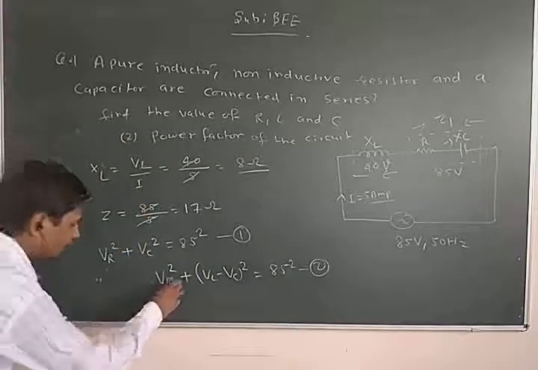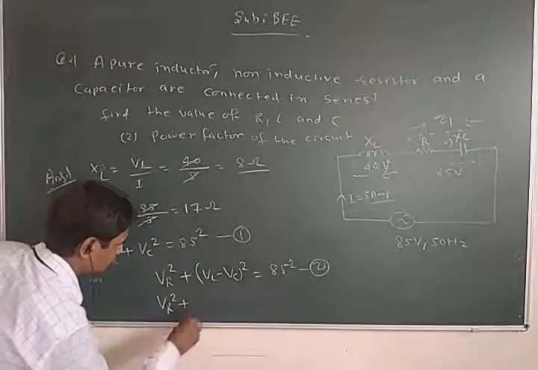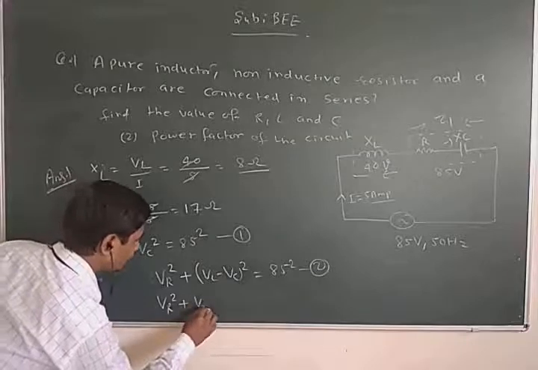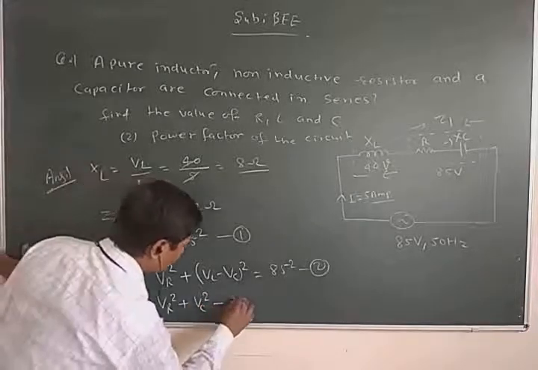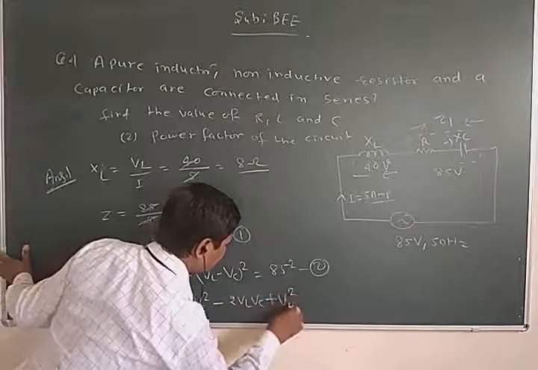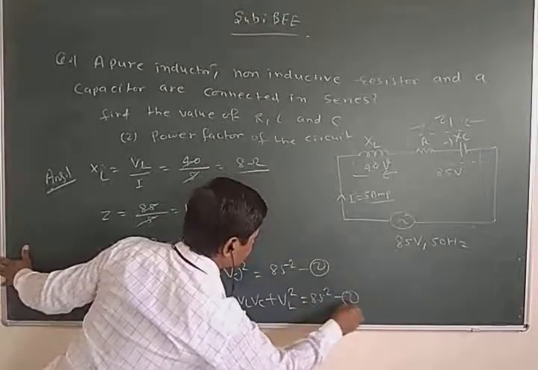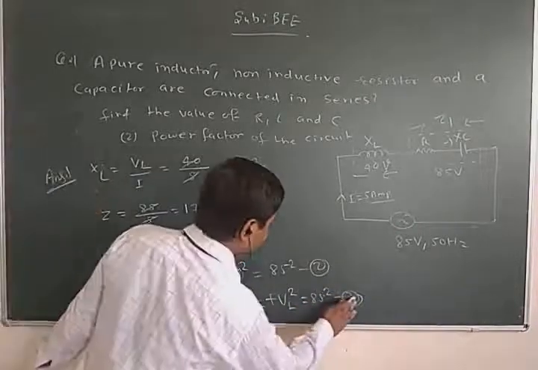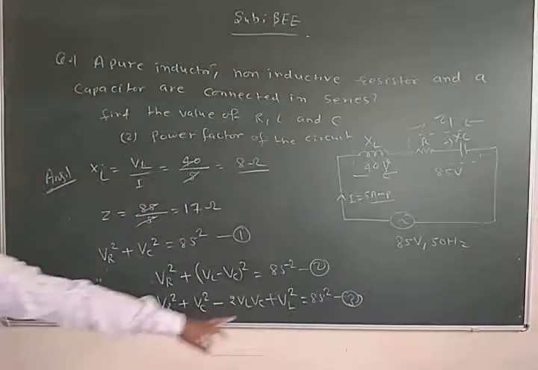So now we can open this equation. VR square plus VC square minus 2 VL VC plus VL square is equal to 85 square. Equation number 3.